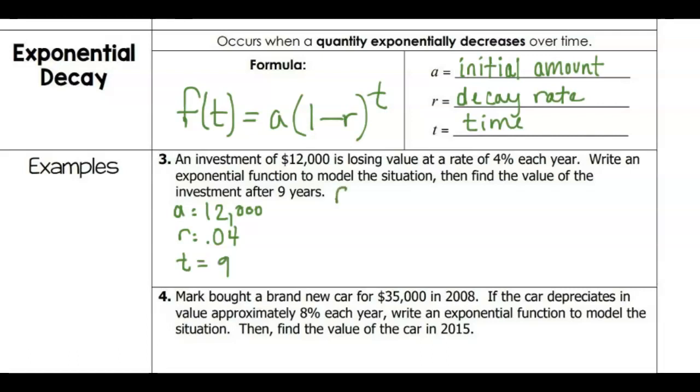So let's write the function first. And again, if we write the function out, we're just going to use A, the 12,000, and then we're going to do 1 minus because it's losing that rate.